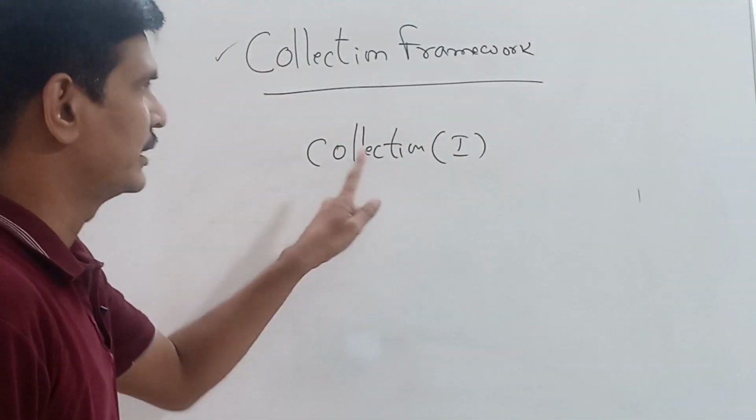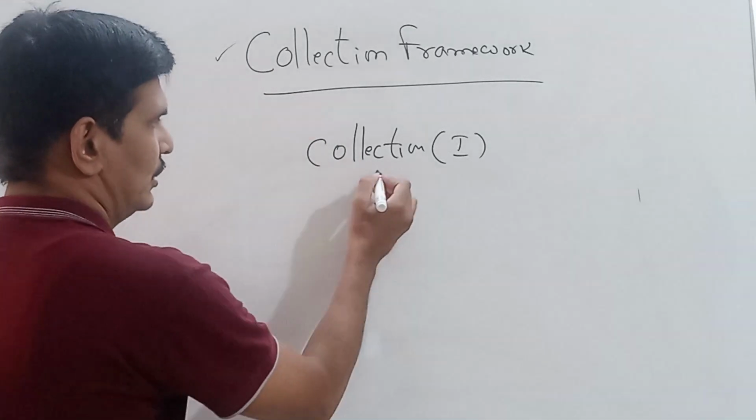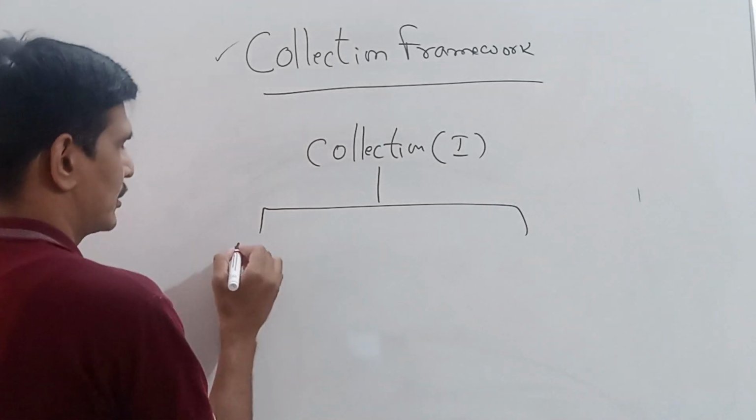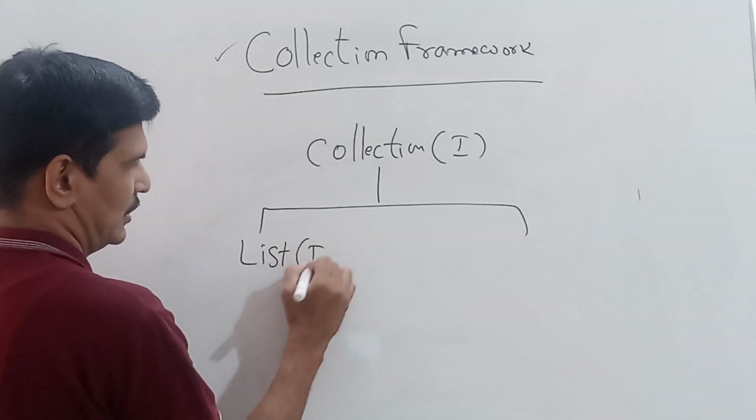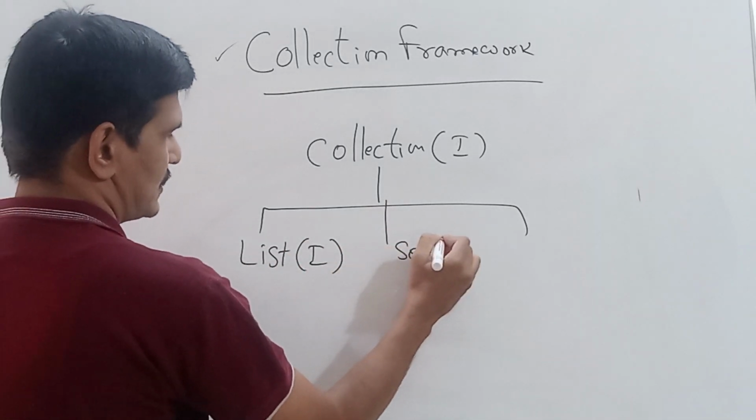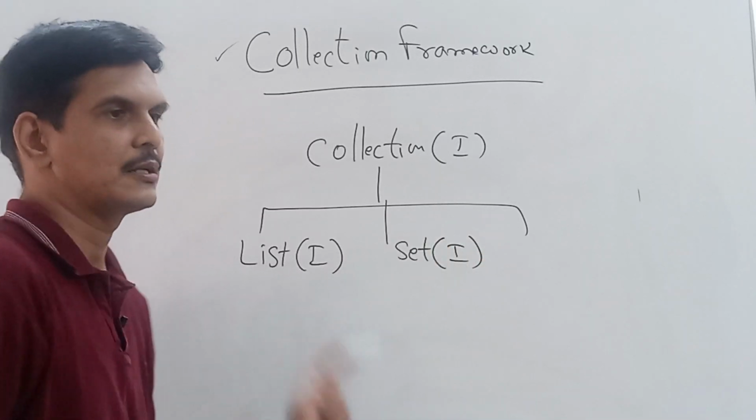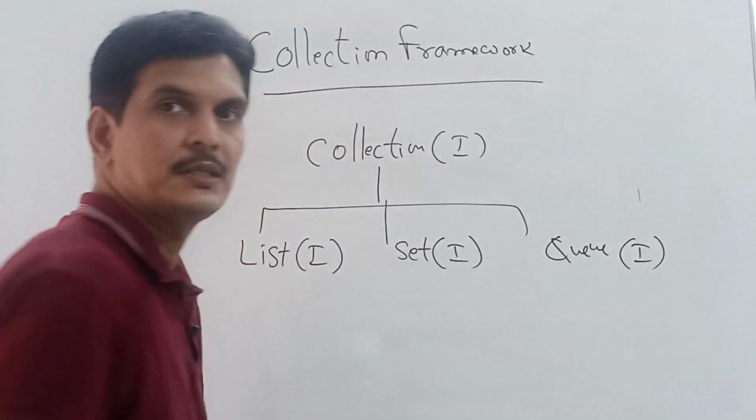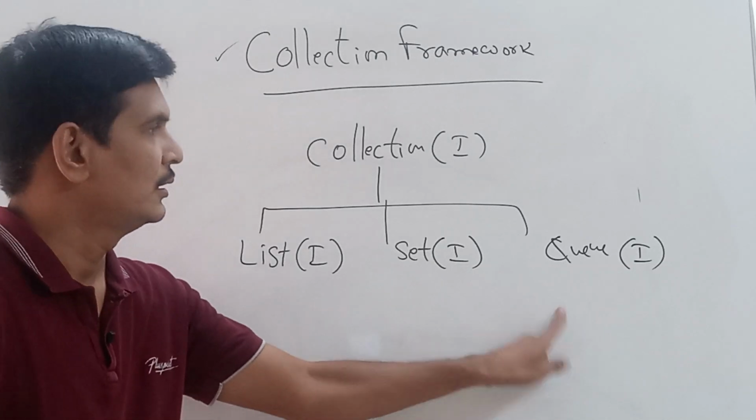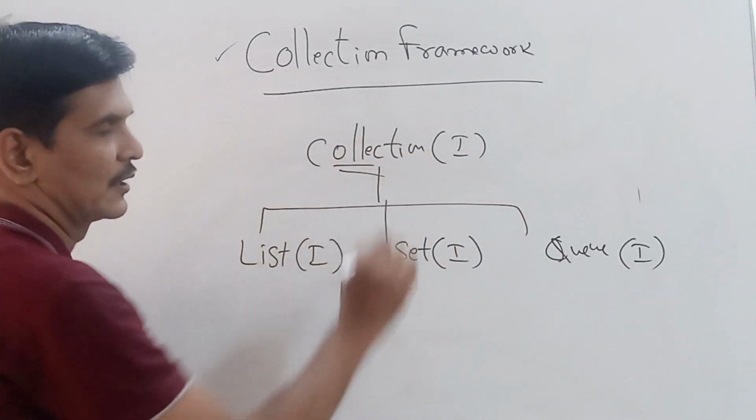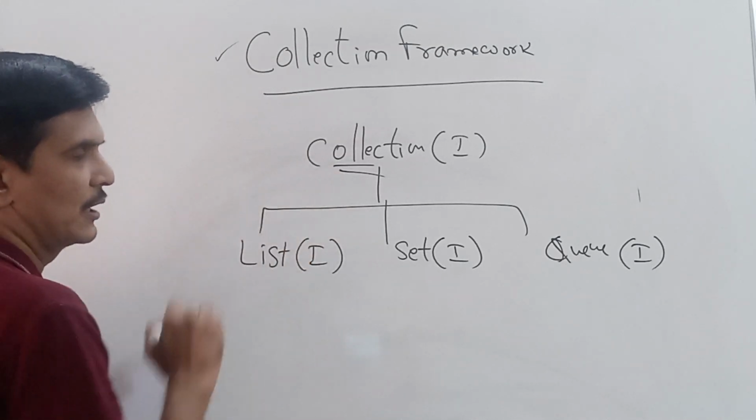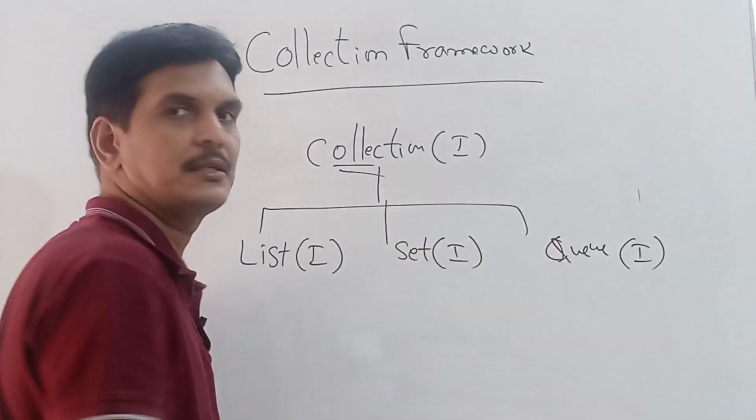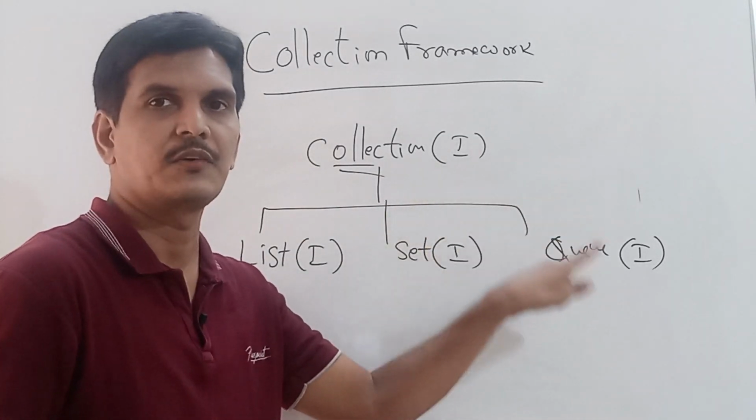This Collection interface has child interfaces. The main ones are the List interface, the Set interface, and the Queue interface. These are the three main interfaces created as children of the Collection interface. List is a child of Collection, Set is another child of Collection, and Queue is another child of the Collection interface.